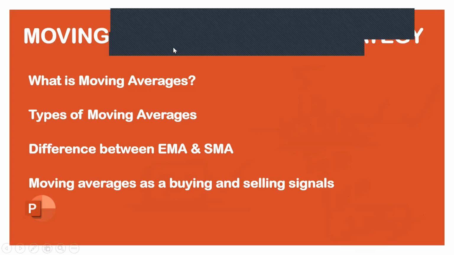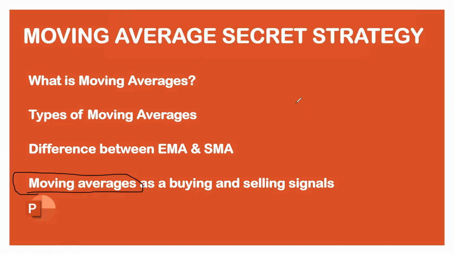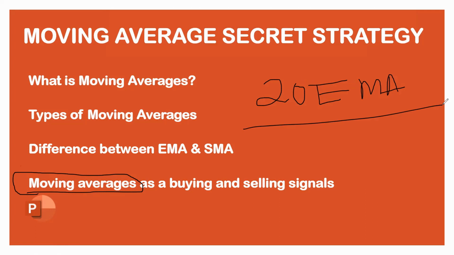Okay, now comes the most important part, moving averages as a buying and selling sequence. This is where I'm going to discuss the strategy, the secret strategy. First thing you should know is that moving average is powerful. I'm going to discuss only 20 EMA. In this video, I'm not going to discuss anything other than 20 EMA. So whenever I say EMA, remember I'm discussing 20 EMA.